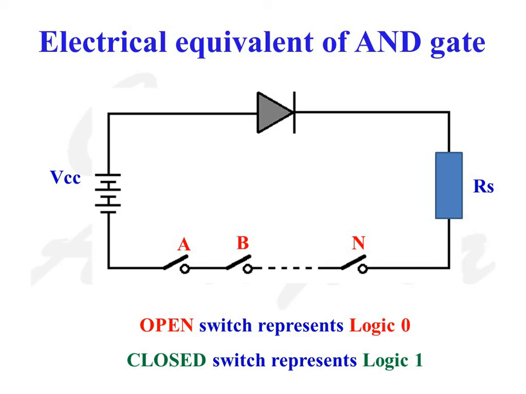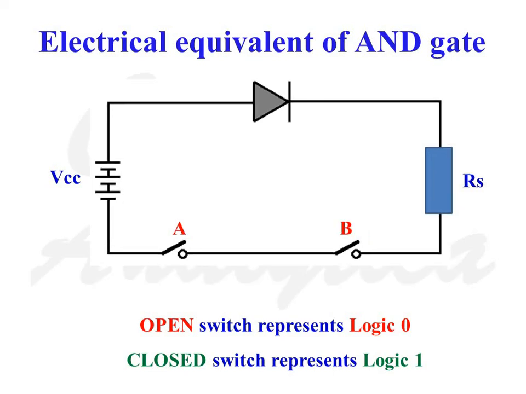If any of these switches is open, then current will not flow through the circuit, so LED will not be forward biased, so LED will not emit any light, and this case emulates the condition if any of the inputs is at logic 0, then output is equal to logic 0. So this is the electrical equivalent of an AND gate.